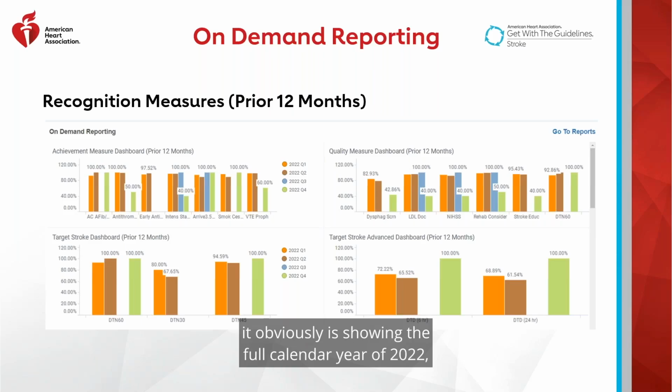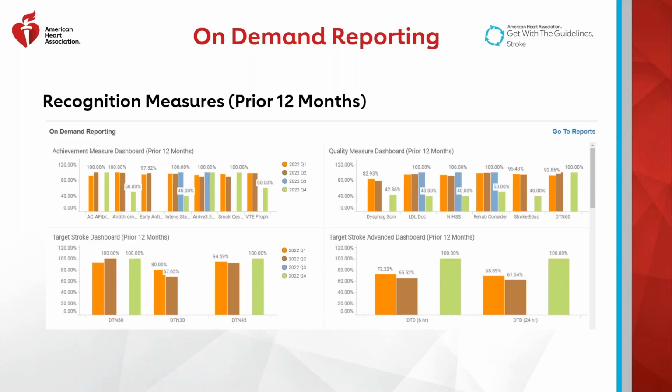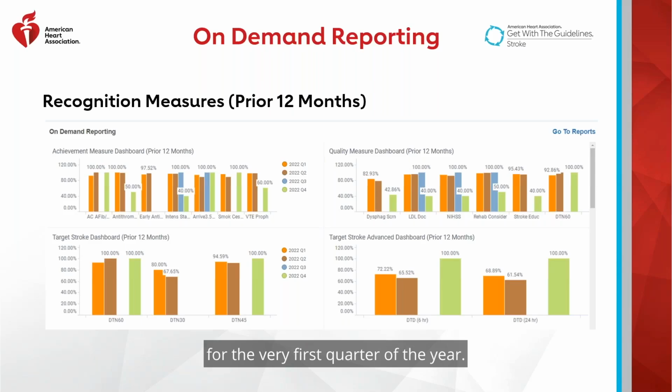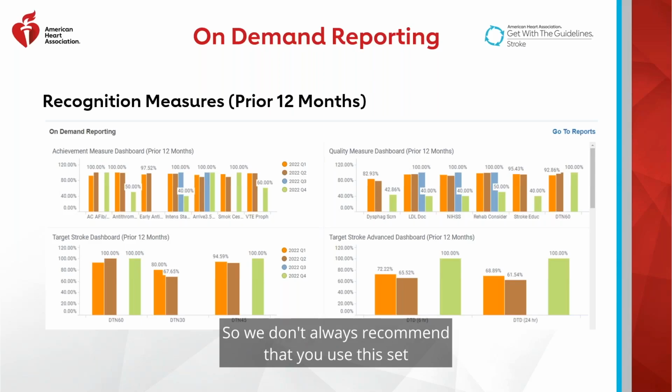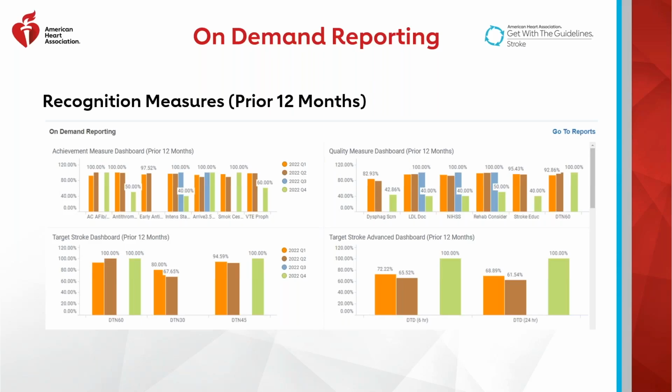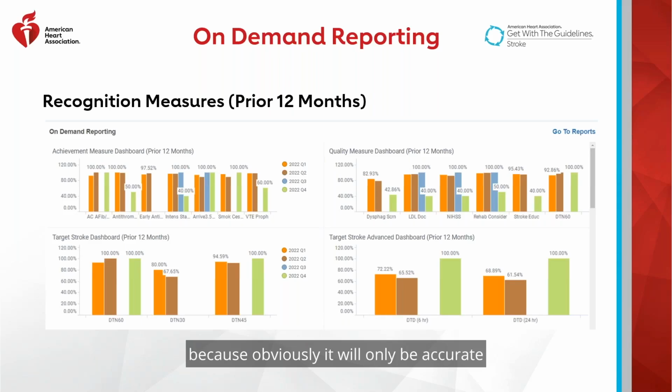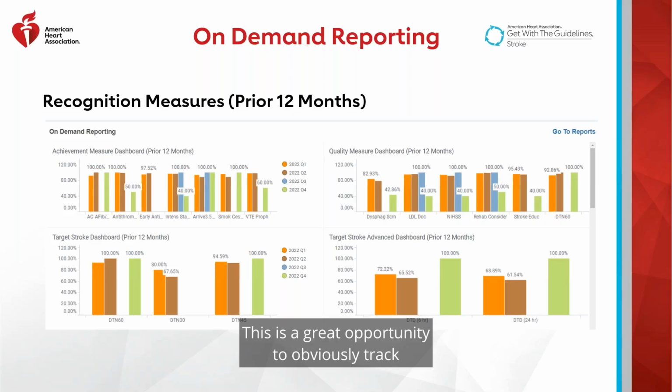Now, right now, it obviously is showing the full calendar year of 2022, but this will only be the case for the very first quarter of the year. So we don't always recommend that you use this set of dashboard graphs to track your award compliance, because obviously it will only be accurate for this first quarter of the year. This is a great opportunity to obviously track by quarter your data for each of these measures, and we encourage you to utilize this for those purposes.